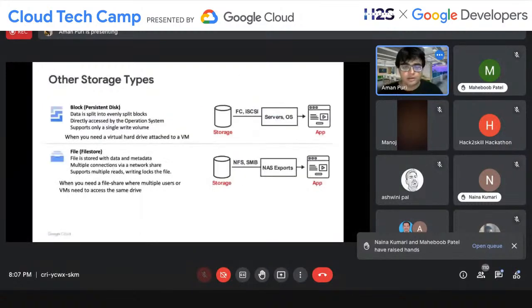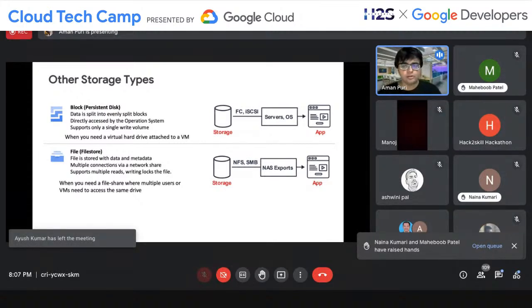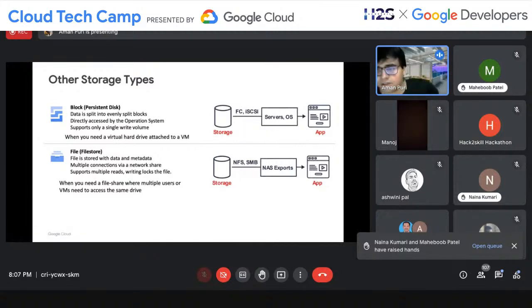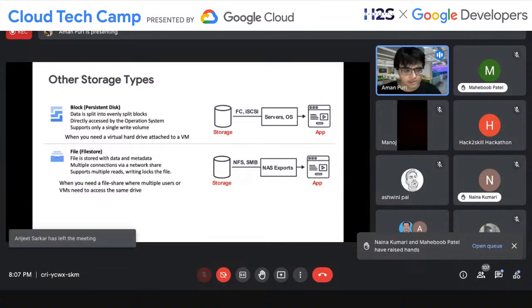Right, so that's one way of transferring the data. There are other storage solutions apart from this for storing unstructured data. There is also something called block storage, or persistent disk. These types of disks are attached to your Compute Engine VMs. So if you want to use a virtual hard drive attached to your virtual machines, you can use block storage solutions like persistent disk, where you can attach your disk for hosting your servers, operating systems, or applications. So you can do that also in this.